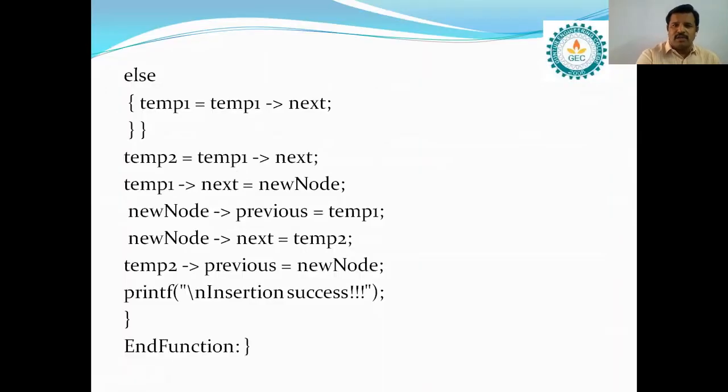So this is the procedure for inserting an element at three different locations, that is at the beginning of the double linked list, the end of the double linked list, and at a specific location of the double linked list. Okay, we'll stop the session here.